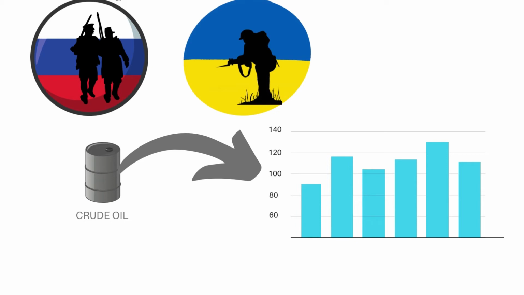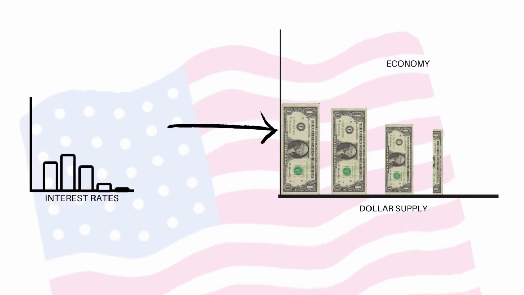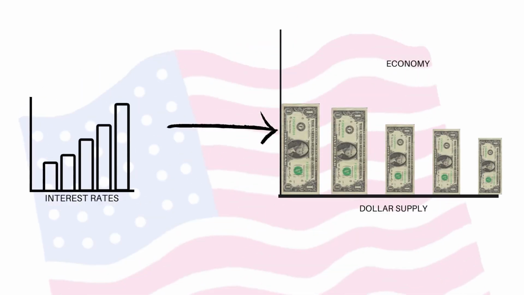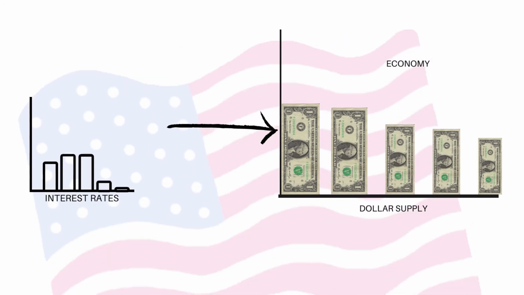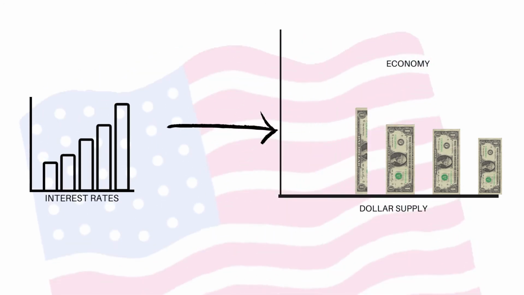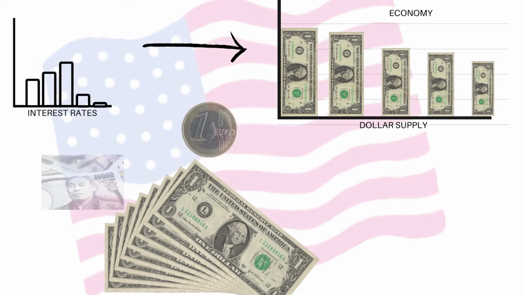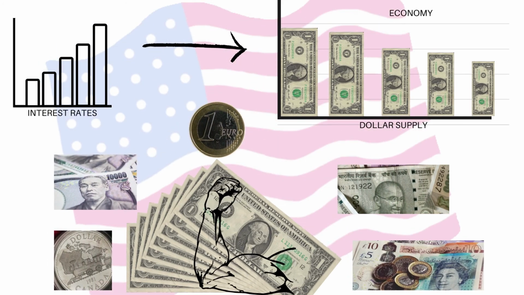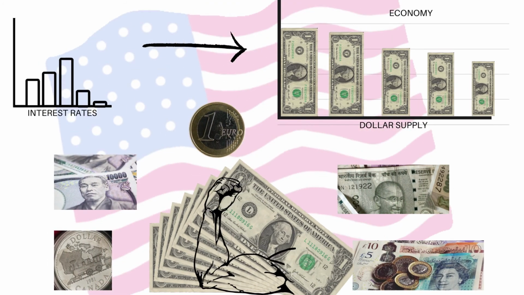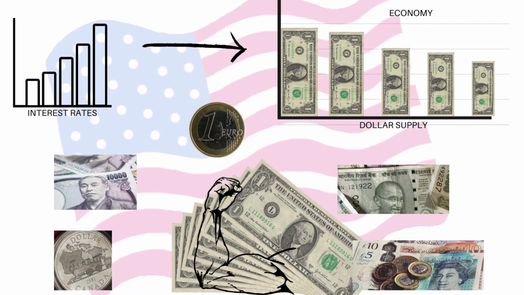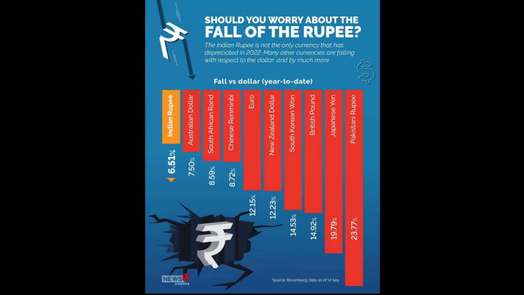Further, to control the rising inflation, the United States is constantly increasing interest rates. This reduces the supply of dollars in the economy, which in turn strengthens the dollar in the international market. This is one of the main reasons why the dollar is strengthening against all currencies. This data indicates that although the rupee is weakening against the dollar rapidly, it has still performed better than all other major currencies. With this understanding, let us see what steps RBI is taking to solve this problem.